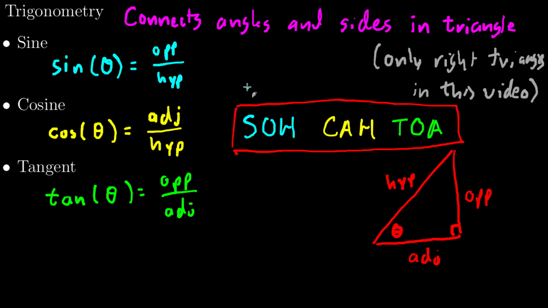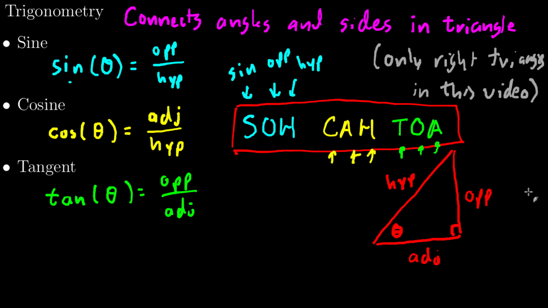For SOH CAH TOA, S stands for sine, O stands for opposite leg, H stands for hypotenuse, and that pretty much tells me the sine is the opposite over the hypotenuse. And C stands for cosine, A stands for adjacent leg, H stands for hypotenuse, and finally, TOA, T stands for tangent, O stands for opposite leg, A stands for adjacent leg. So if I can remember SOH CAH TOA, then I know sine is opposite over hypotenuse, cosine is adjacent over hypotenuse, and tangent is opposite over adjacent.